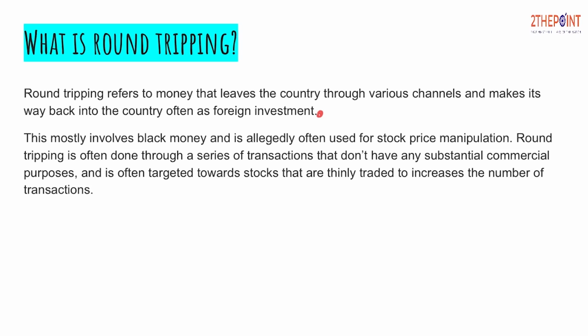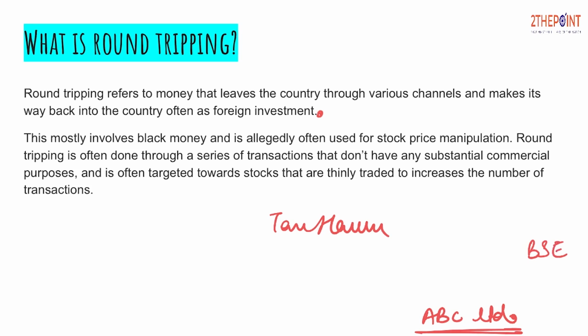Okay, now I will take an example, and through that example I'll try to explain what round tripping is all about. So let's suppose there is a company in India by the name of ABC Limited, and there is a tax haven. Now ABC Limited's shares are listed on a stock exchange, let's assume BSE. Now the ABC Limited shares are trading on the stock exchange.